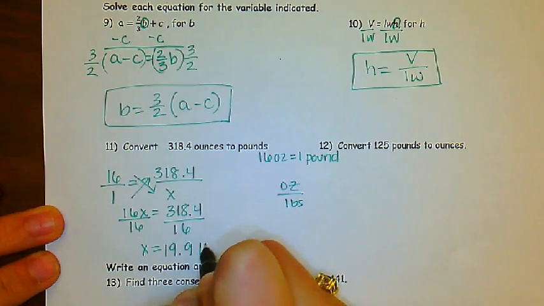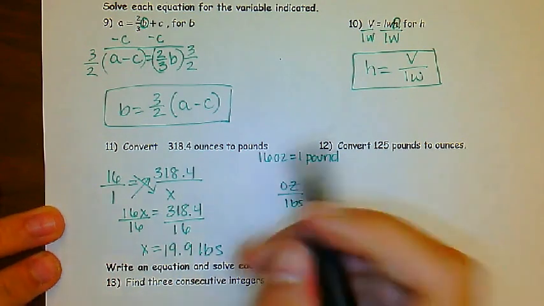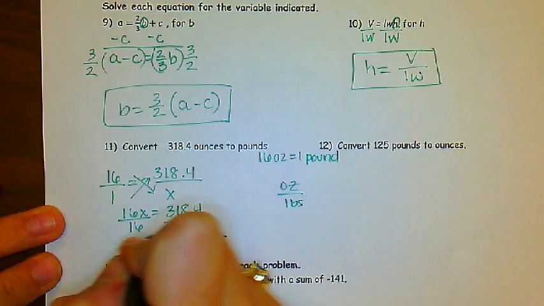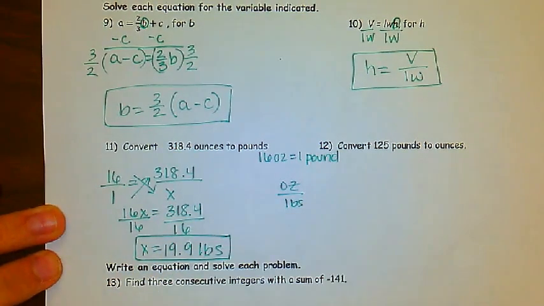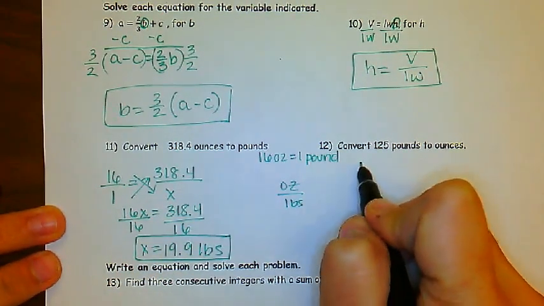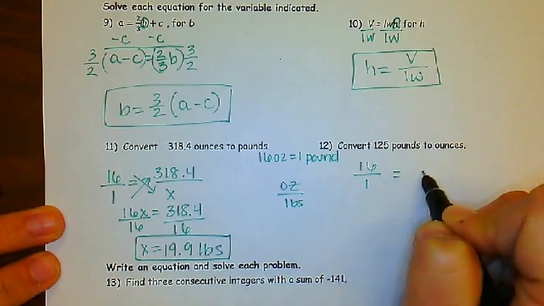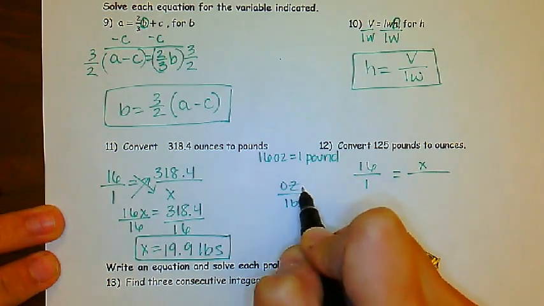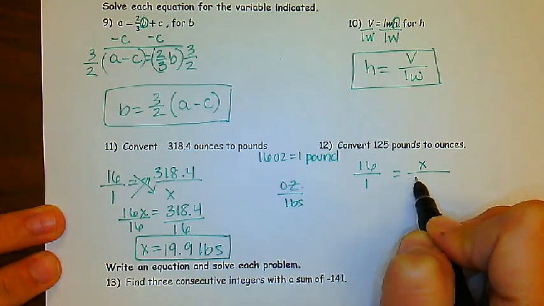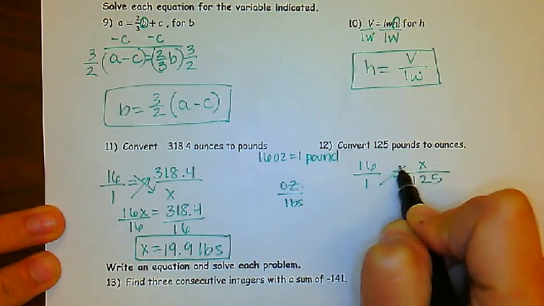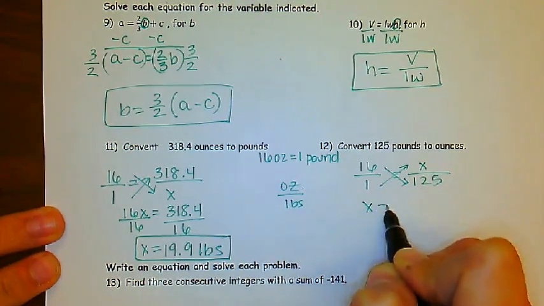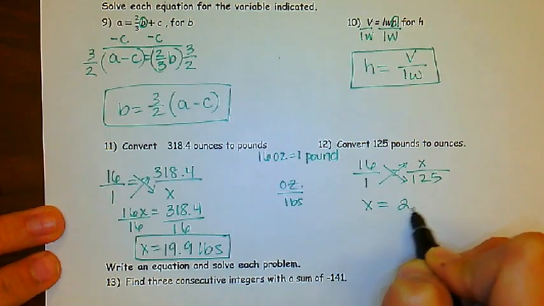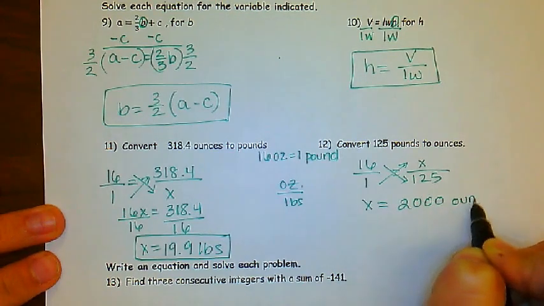I'm lonely over here. Okay, so 19.9 pounds. So that is our solution. Let's do it again over here, but now they gave us pounds. I'm still going to do 16 over 1, but now my x is going to be on the top because, again, I don't have ounces. So I get 125. Okay, so x is equal to 2,000 ounces. Ugh.